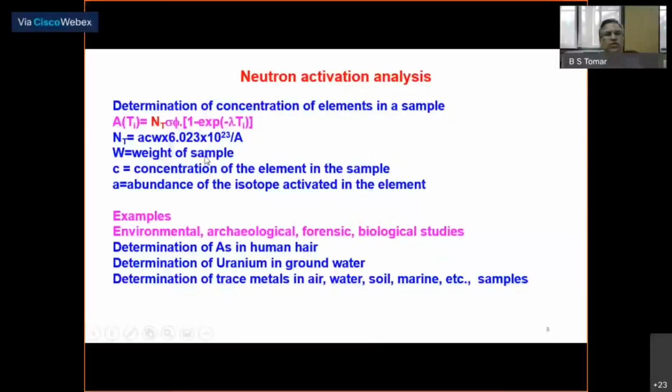So, for example, this technique can be used to find out the concentration of elements in environmental, archaeological, forensic, biological, and many other types of samples. Like you want to determine arsenic in human hair. If the person is poisoned with arsenic, then arsenic has a tendency to go into human hair, and you can determine the arsenic concentration by neutron activation analysis. Uranium concentration in groundwater you can find out by activation analysis. Determination of trace metals in air, water, soil, marine, etc. type of samples you can determine by neutron activation analysis. One of the examples of neutron-induced reaction.